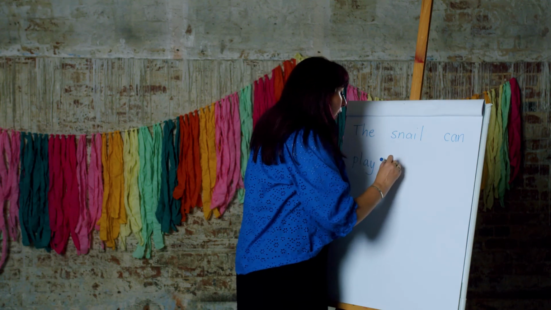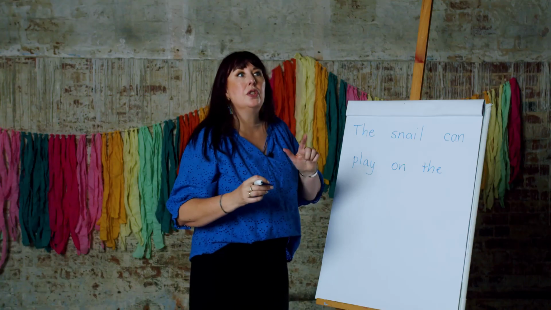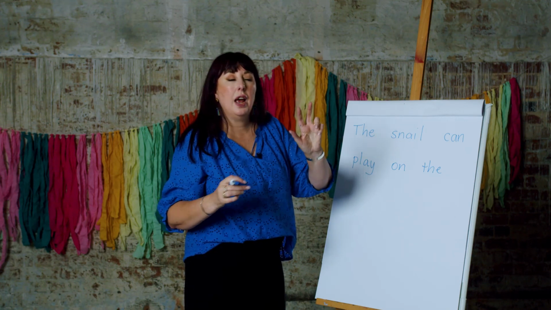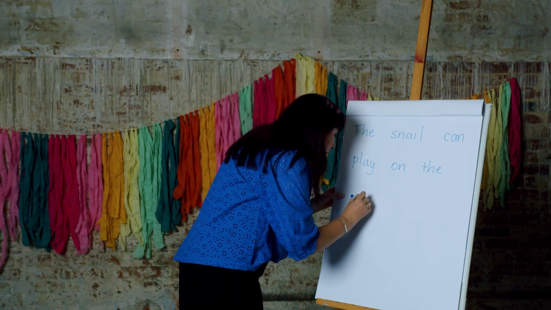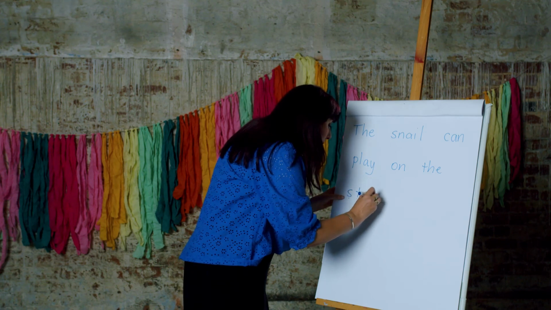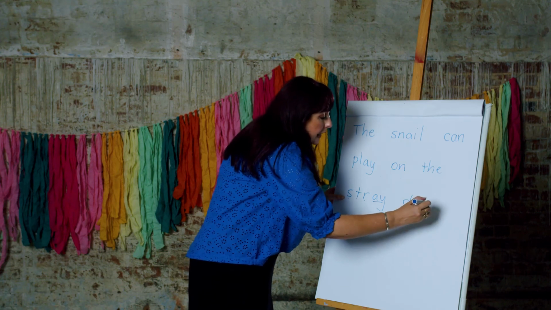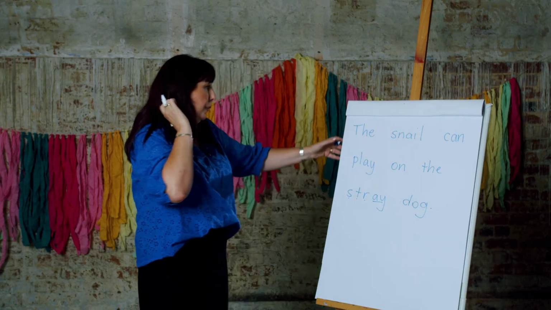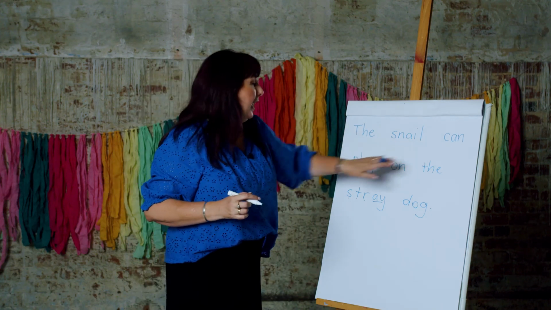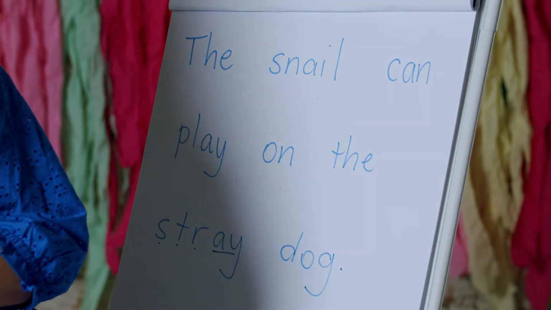Let's go. On the stray. S-T-R-A. Can you say those sounds with me? S-T-R-A. It's at the end. Dog. And what do I need at the end of the sentence? I need a full stop. Let's read the sentence together. The snail can play on the stray dog. Excellent work.